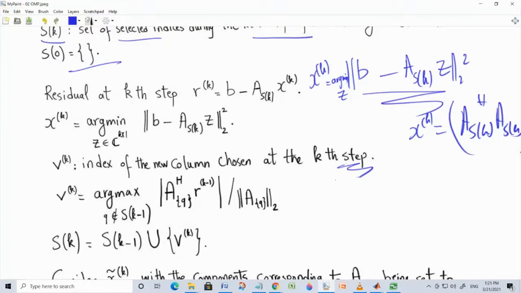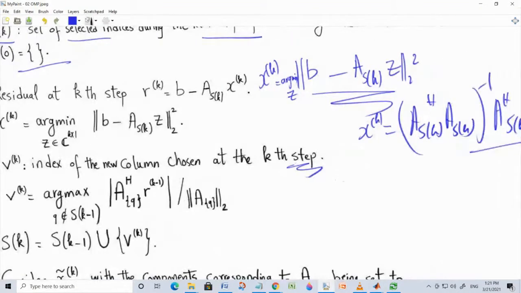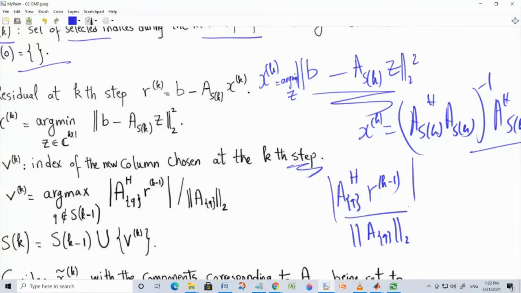Okay, so at the kth step, this is what you do. You go and choose a new column. And how do you choose it? What you do is this: you take the qth column in matrix A, and you take its inner product with the previous residual, and you just scale. So you take the column divided by the L2 norm, and then you compute the magnitude of this thing. And you do so for every column in A that has not been selected yet, okay?